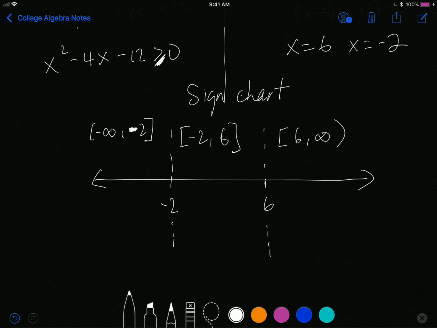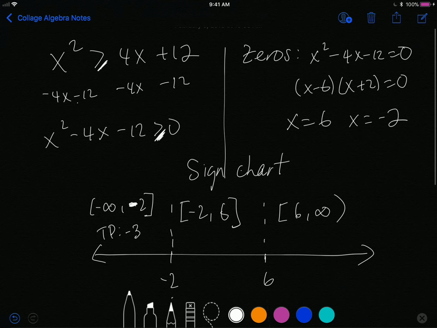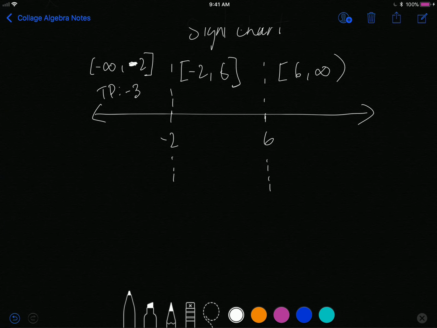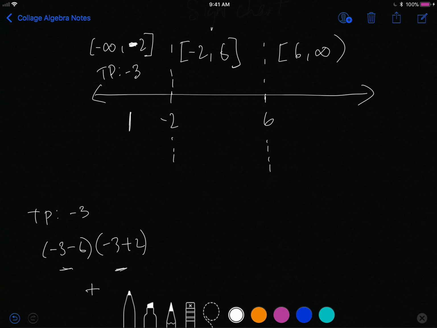So with that being said, I can go ahead and test the first region. TP, test point. My first test point is going to be, let's go with negative 3. So I take negative 3 and plug it into the factor form, because that's always easier and faster. So I have my TP negative 3, and so that is negative 3 minus 6 times negative 3 plus 2. That's negative, and that's negative. A negative times a negative is positive. And so it means that this is a positive region.